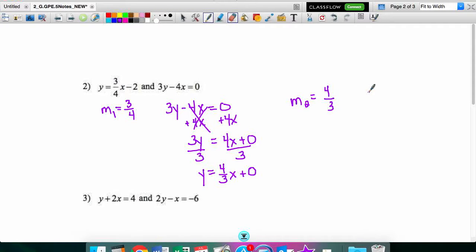Perpendicular lines should be not only flipped, but also opposite signs. In this case, both slopes are positive. Since both slopes are positive, we don't have the opposite part of the opposite reciprocals. Therefore, these two lines are actually neither. You must have both opposite and reciprocals.